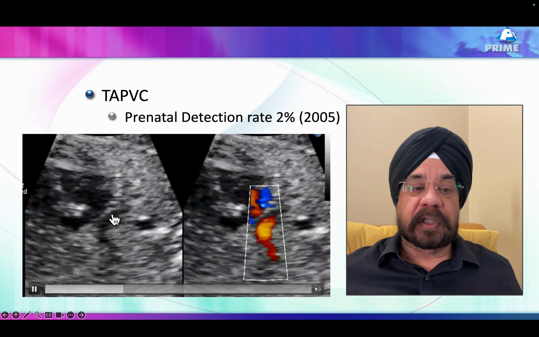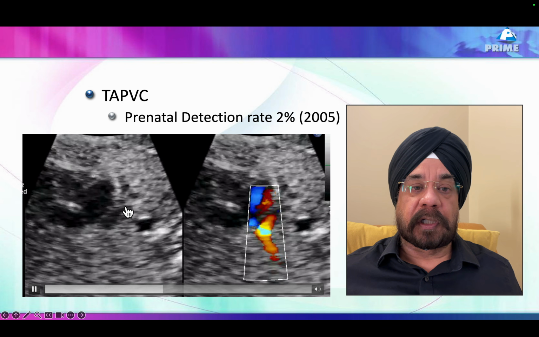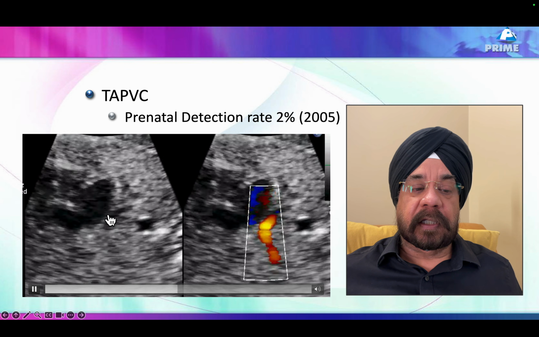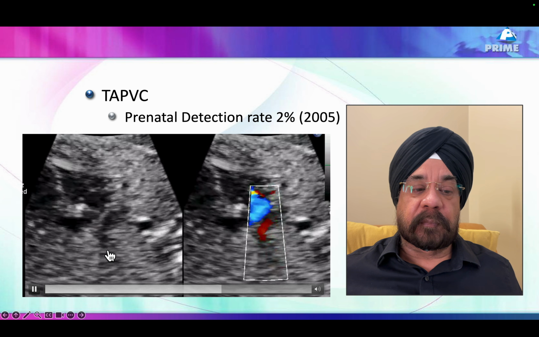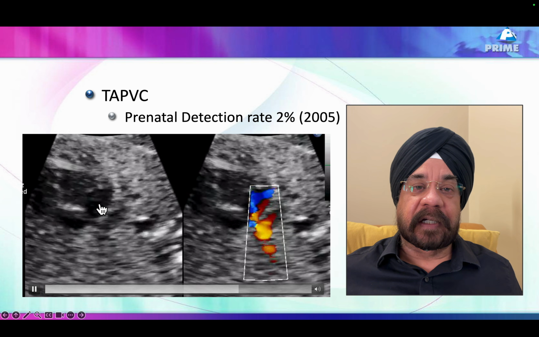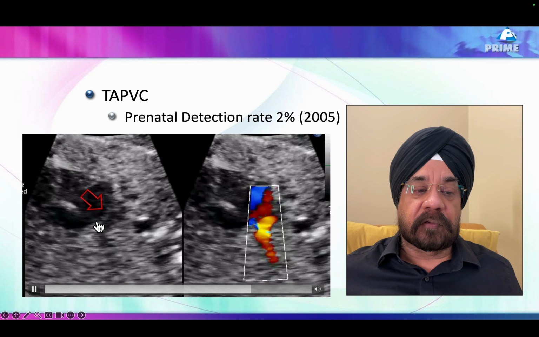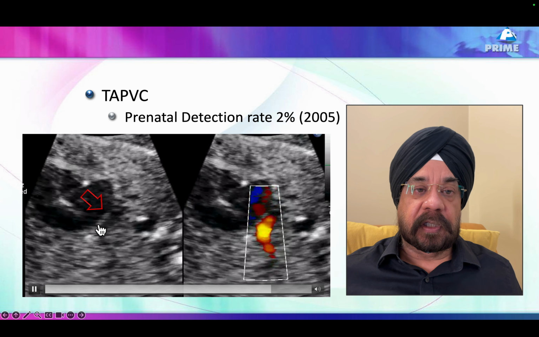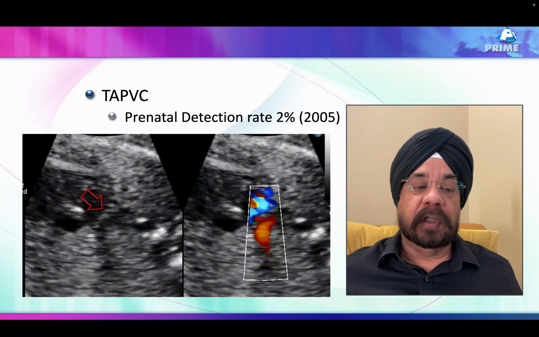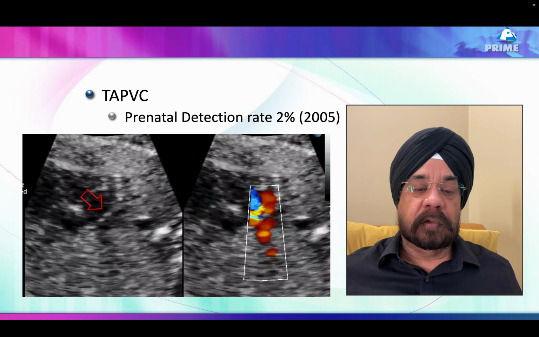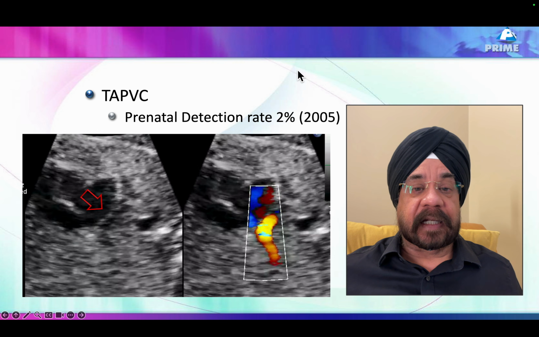Now this is a patient of a TAPVC. You see this one pulmonary vein coming here, and it is joining the posterior chamber, and in case you don't see this membrane, it would appear that the pulmonary vein is opening into the left atrium. So now this entire diagnosis of TAPVC is dependent on visualization of this membrane, and this is too thin, and because of the resolution issue, it may not be seen. So you miss.